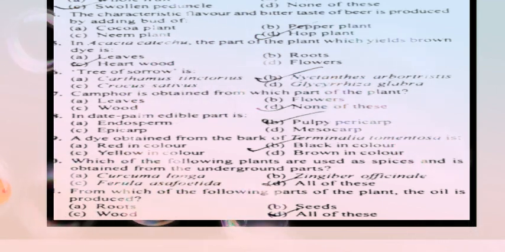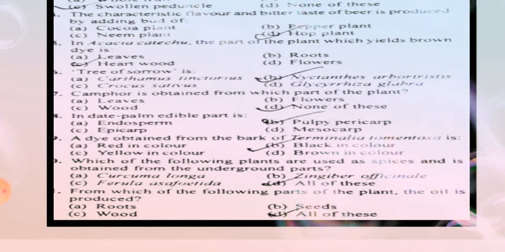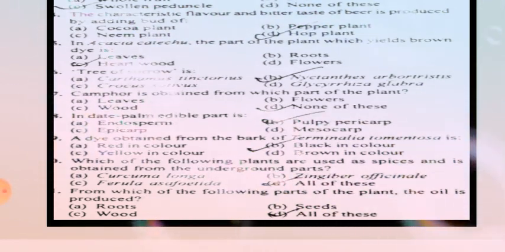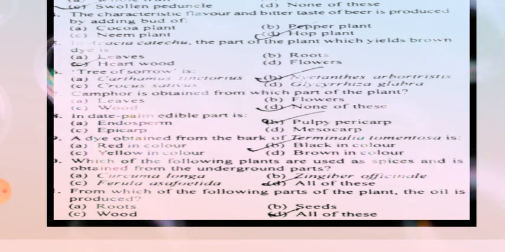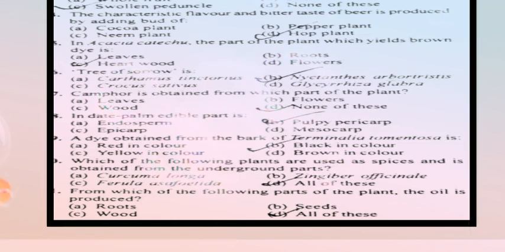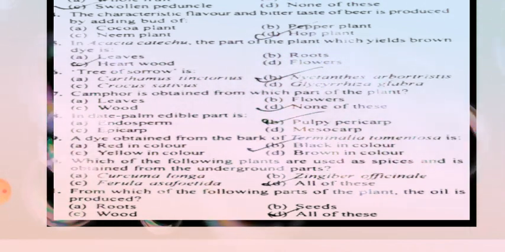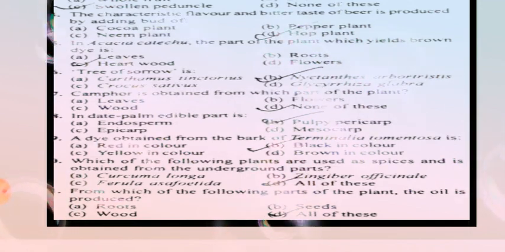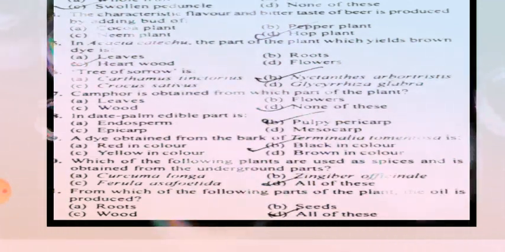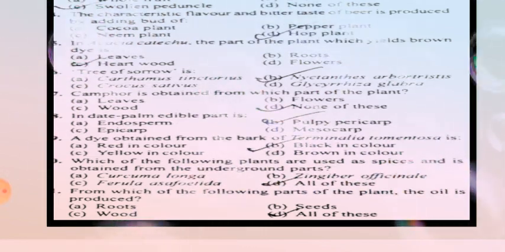Which of the following plants are used as spices and are obtained from the underground part? The options are Curcuma longa, Zingiber officinale, Ferula asafoetida, and all of these. So all of these are used as spices, and these are the underground parts. Then comes the next question.